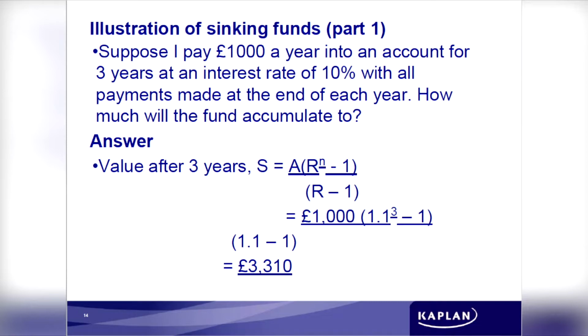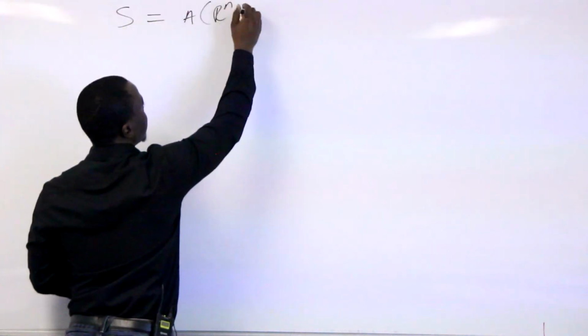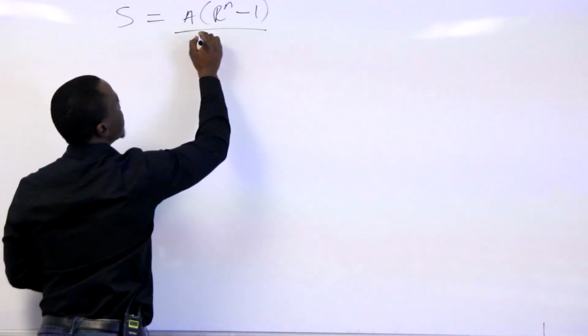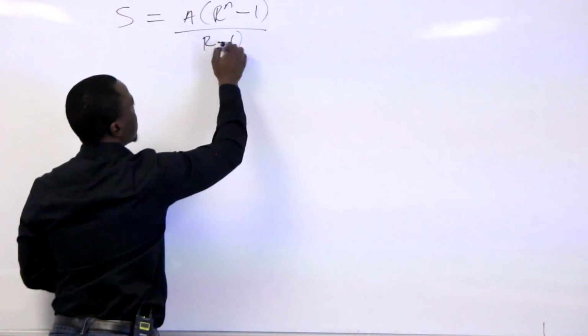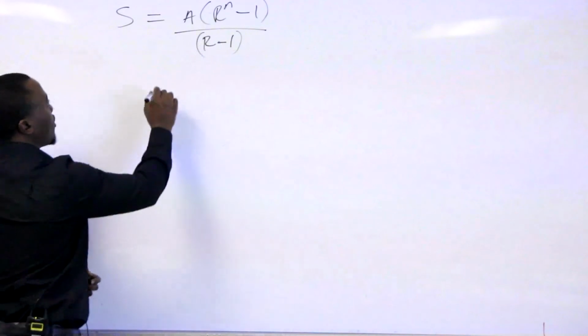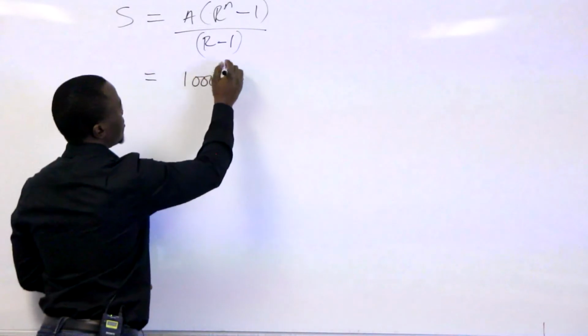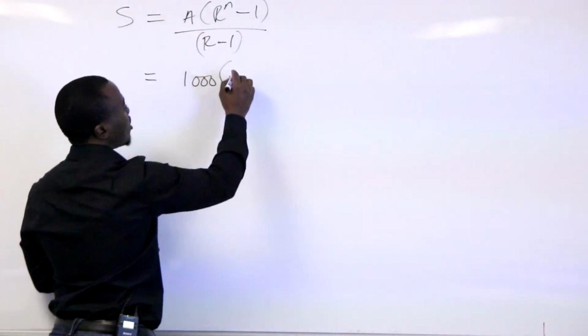So we said the formula comes to S equals A, then R to the power of N minus 1, then divided by R minus 1. So what is my A? It's £1,000. And then R, we said R is 1 plus r, the small letter r, 1 plus the interest rate as a decimal. The interest rate is 10%, which is 0.1. So small letter r is going to be 1.1. So this R is 1.1.